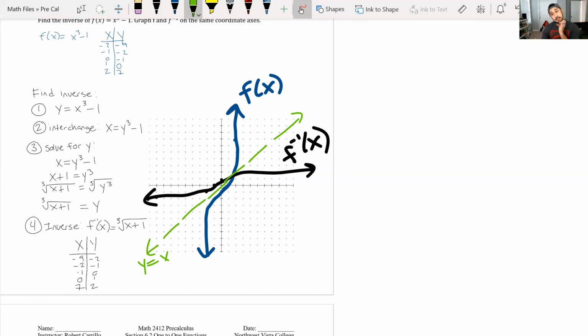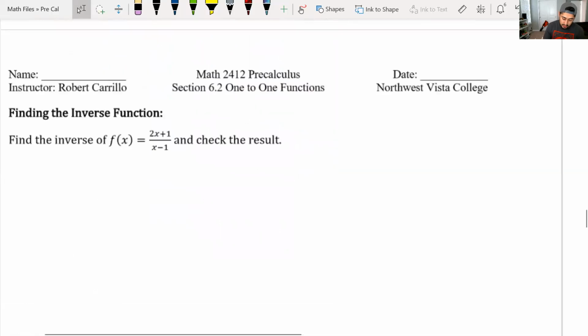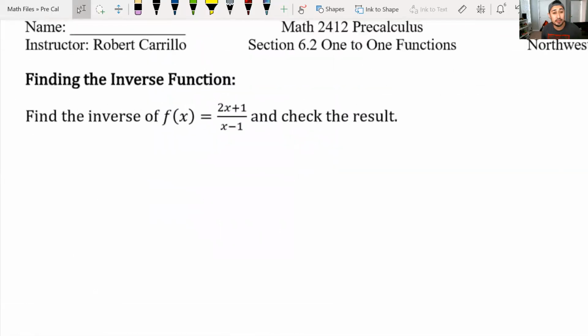So follow those and apply those to trig functions when we get there. Okay, some more practice problems right here. So let's find the inverse, and if you really want, you can check the result. But here, I believe in us. Just find the inverse, okay? And during class time, you can ask me to check the result. I'll do that for you.